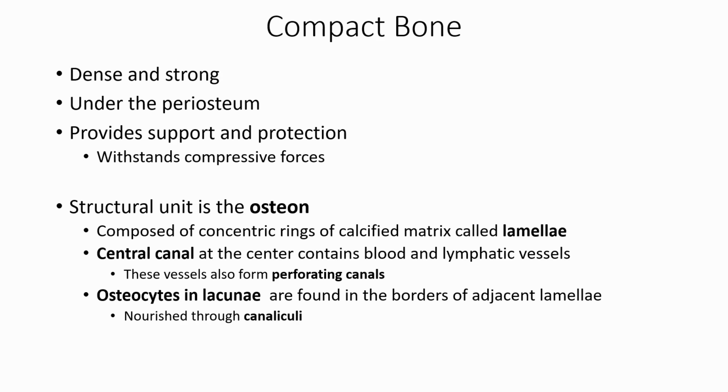The structural unit of compact bone is called the osteon, which is like a series of concentric circles of that matrix. Each concentric ring is called a lamella. And in the very center of the osteon, we see a central canal. That central canal is going to be what has the blood vessels, the lymphatic vessels, and nerves. The central canal can also perforate into the lamellae through perforating canals. Throughout those concentric rings, we find the osteocytes inside their chambers called lacunae, and they're connected together through canaliculi.